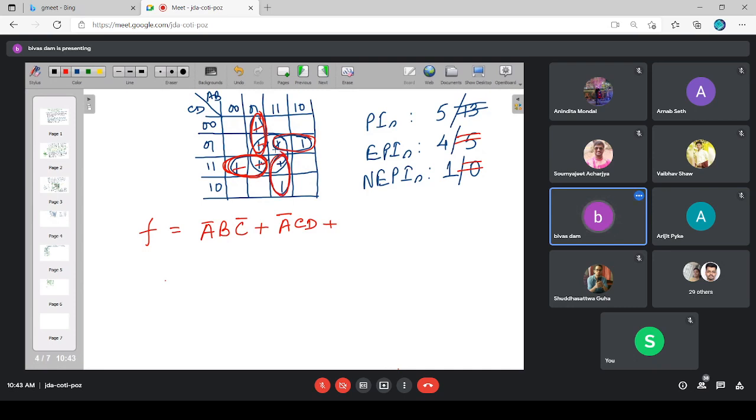Then let me go for this one. That is A B C. Then this fellow, that is A C bar D. And after including all the essential PIs, I find that all the ones are already included. So there is no need to take help of that non-essential PI. So this is the final minimized answer.